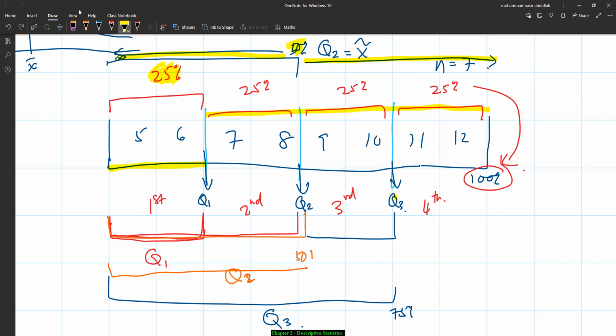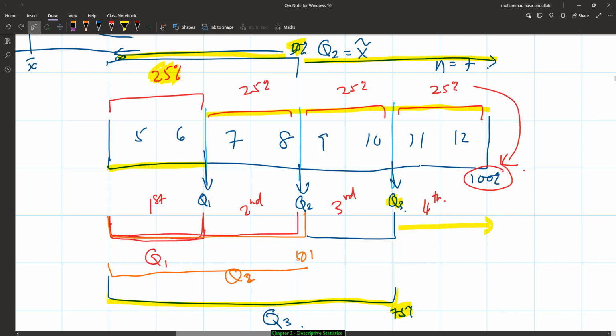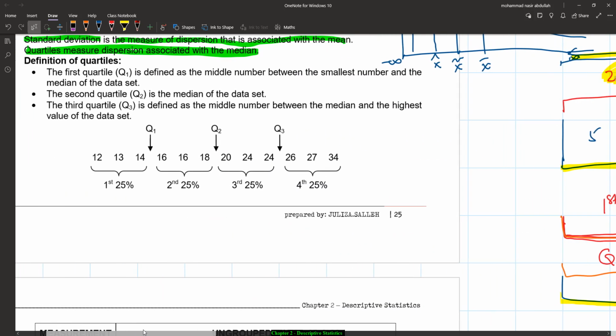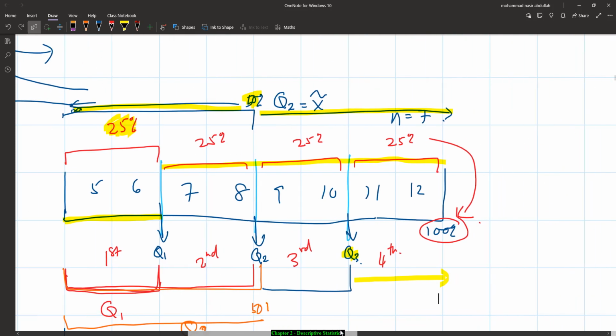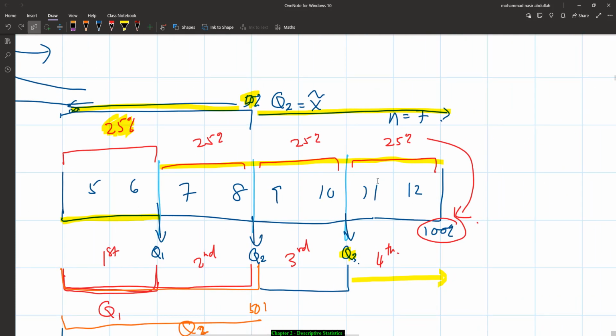For quartile number 3, it consists of 75% of the data. We can say that 75% of the data is having value less than quartile number 3, while another 25% of the data is having value more than quartile number 3. Can you understand? Very simple explanation. So since the data is divided into 4 parts, right? Remember I showed you earlier, it is divided into 4 parts.